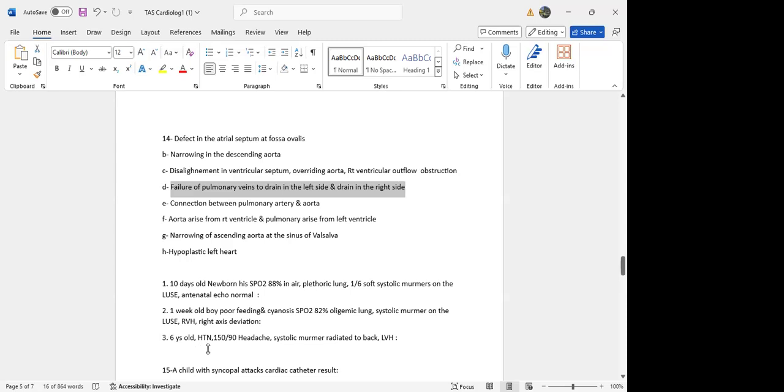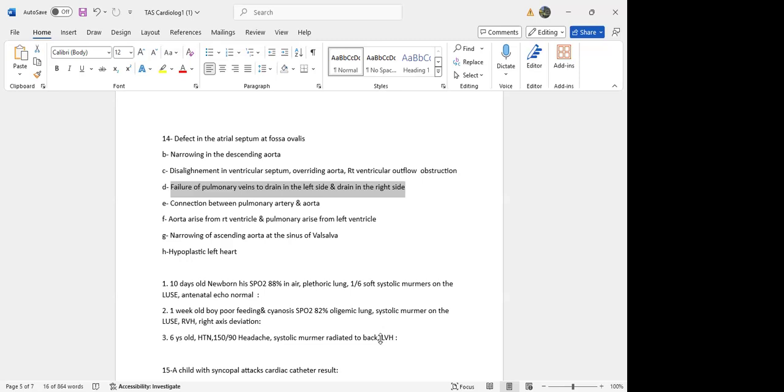A 6-year-old with hypertension, headache, a systolic murmur that radiates to the back and is associated with LVH. So what is this? Coarctation. But what would be the answer? B or G? B or G?